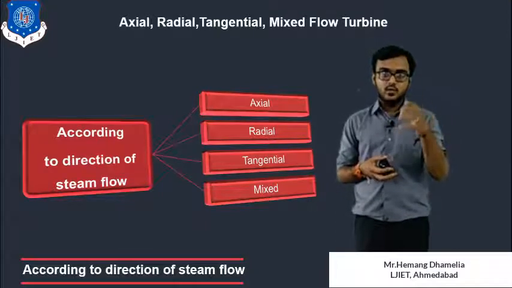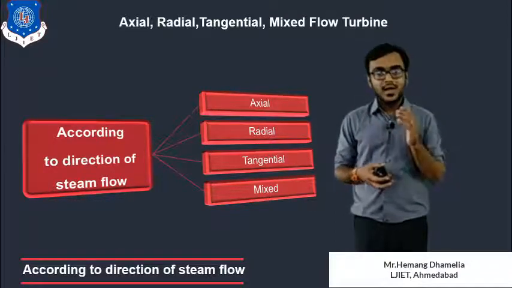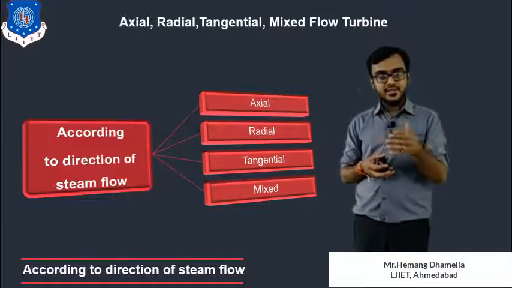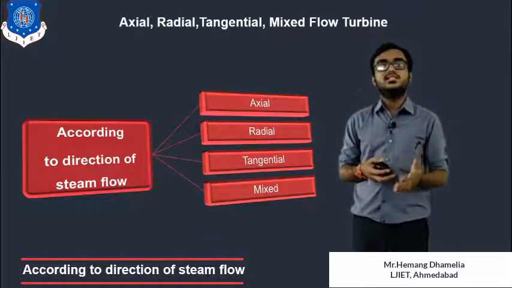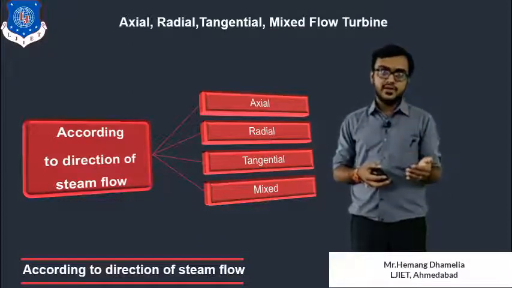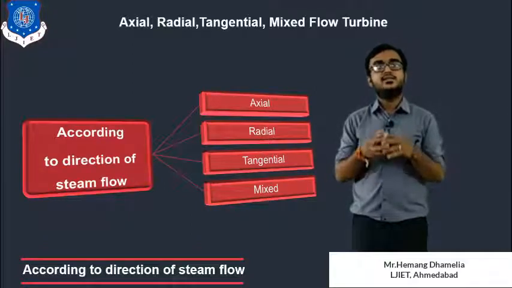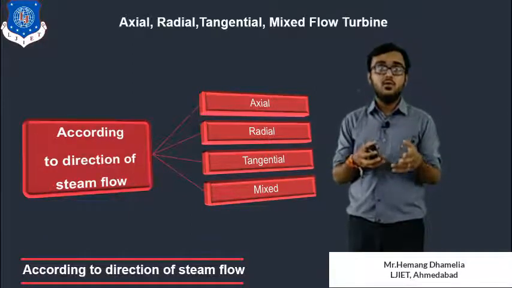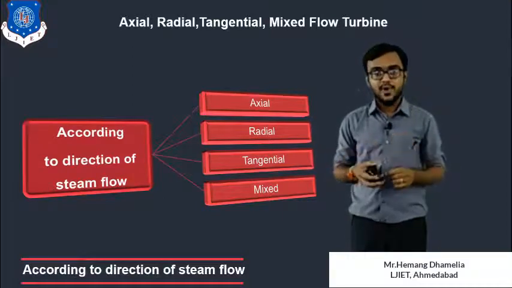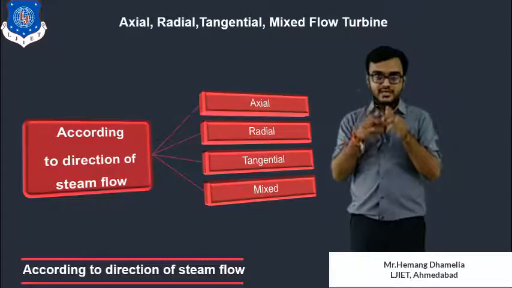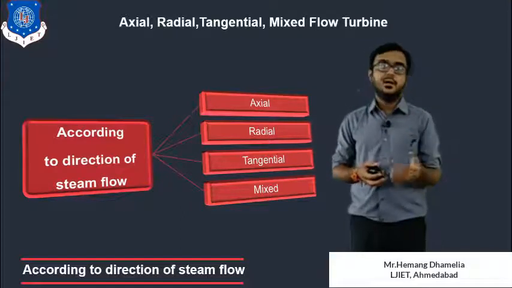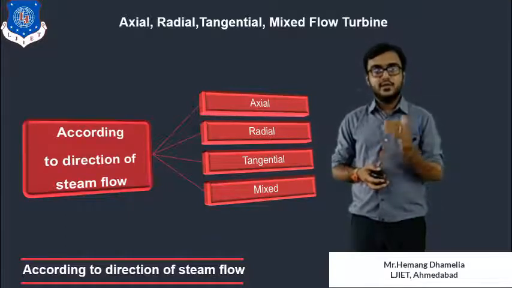It follows the axis of the shaft, while in the case of a radial flow turbine, steam will flow in the radial direction. Again, radial flow turbines are classified into two categories: inward flow radial turbine and outward flow radial turbine. Inward flow radial turbine means the type of turbine in which steam flows from outside to inside, while in the case of an outward flow turbine, steam will flow from inside to outside. So a radial turbine has two categories: inward flow and outward flow.